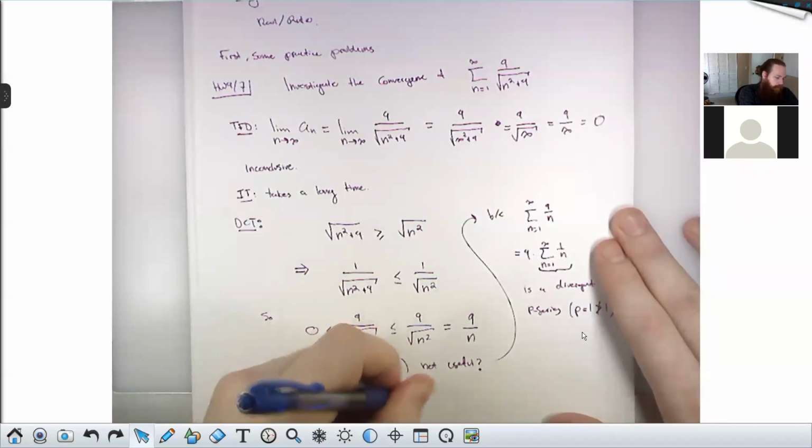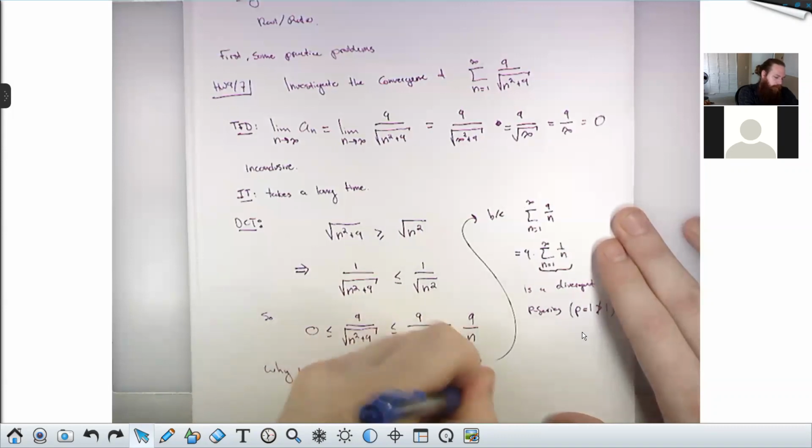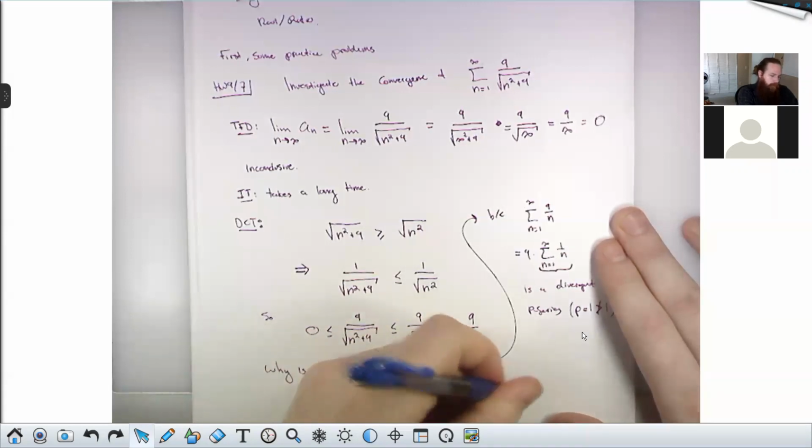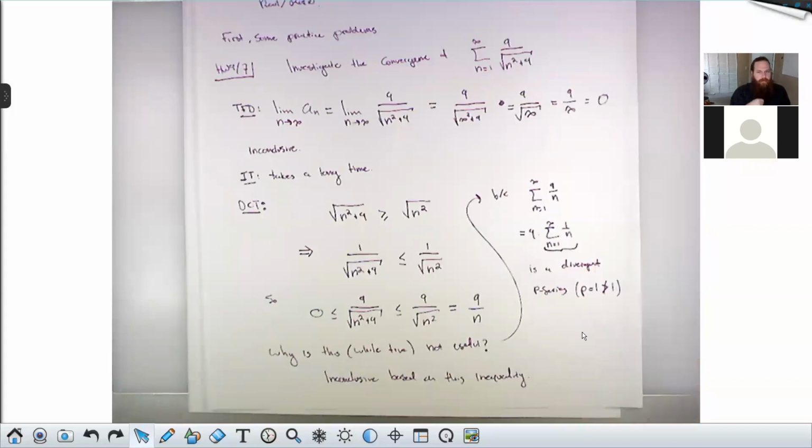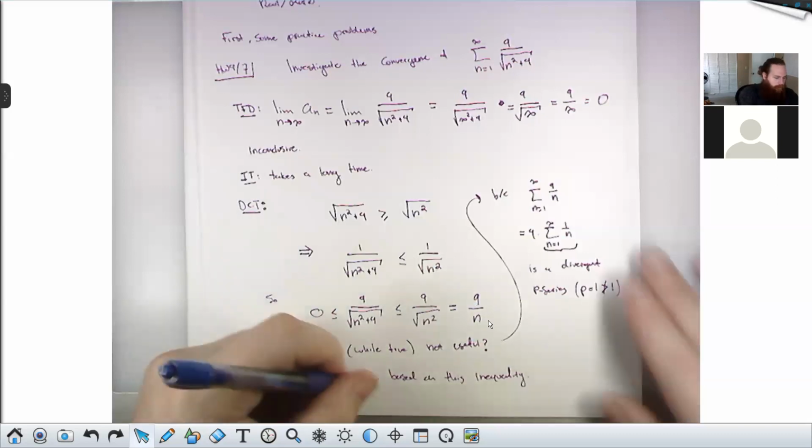Inconclusive based on this inequality. Now, you might ask, does that just mean I built a bad inequality? Could I have found a better inequality that would have been useful? Maybe. But the obvious inequality starts with the obvious observation that adding 9 makes this thing bigger, so it makes the reciprocal smaller. It's the natural thing to want to compare to. But my series turns out to be a little bit smaller than a divergent series. And that means things could go either way. So it's inconclusive.